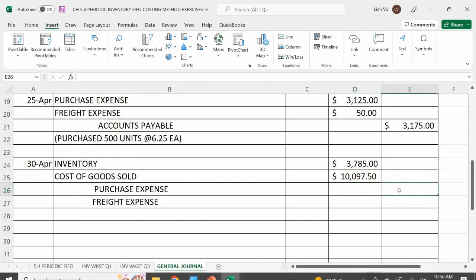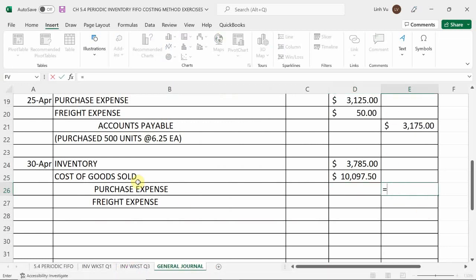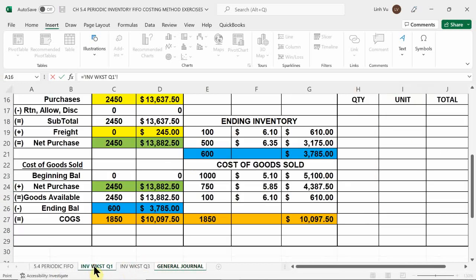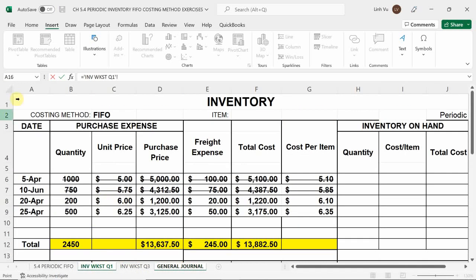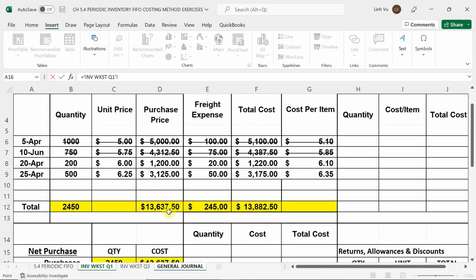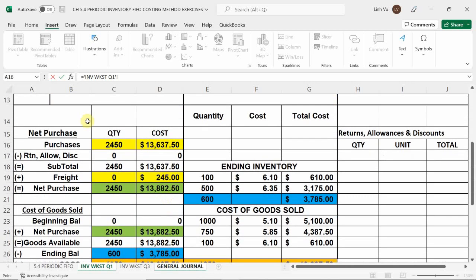Now we need to solve for what my total purchase expense was. So let's take a look. Now you can choose either or. You can go up to your inventory page here to determine what your purchase expense was, or down below, since we copied those numbers down below. My total purchases were this $13,637. We don't include the freight because freight was a separate cost to the inventory.